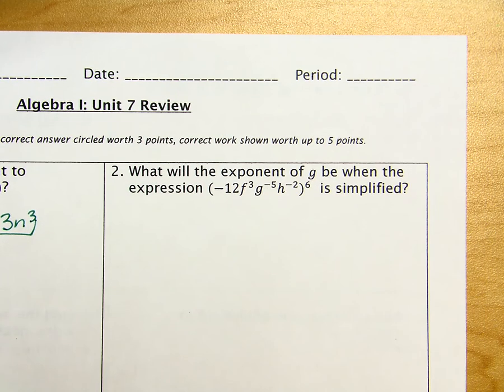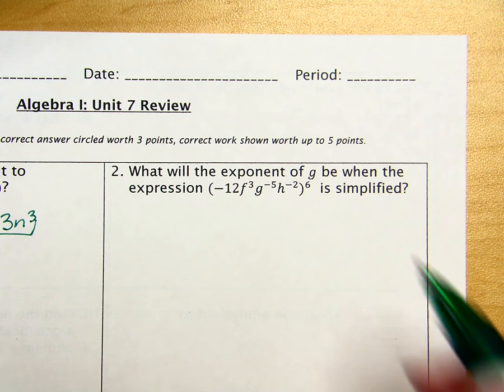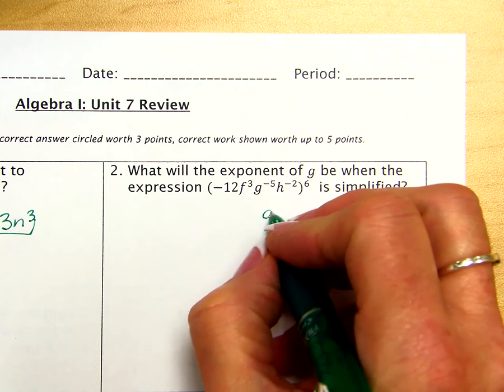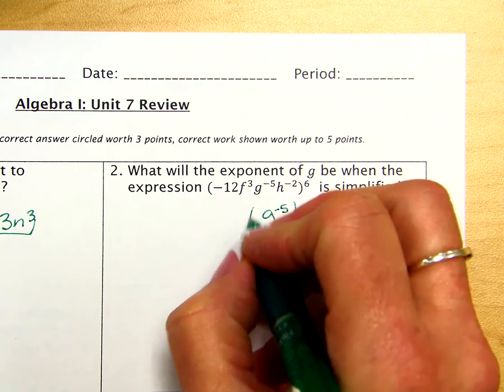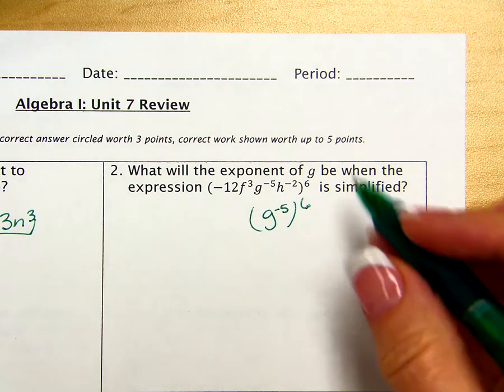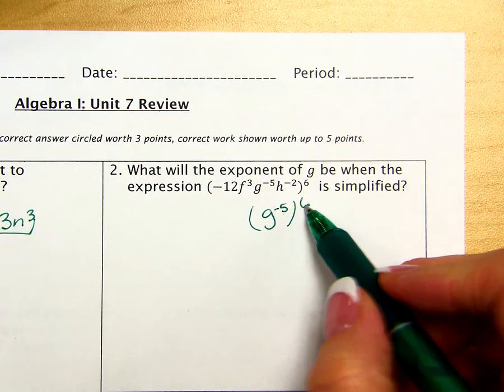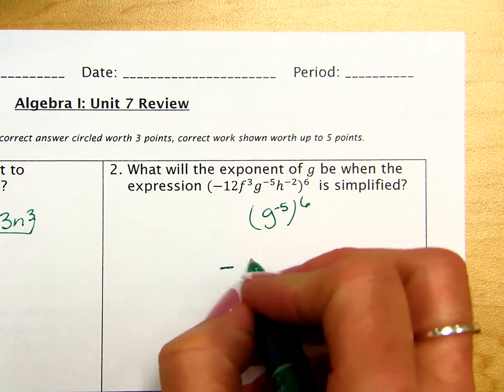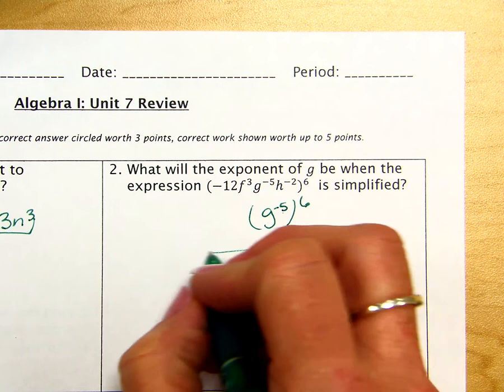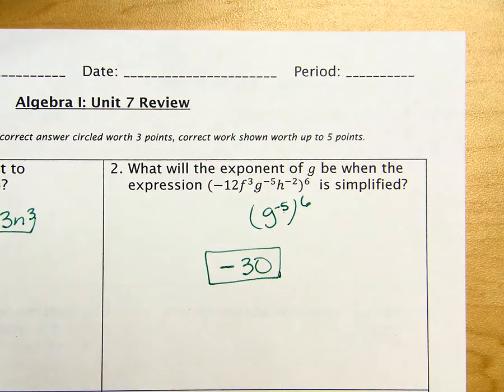For problem number 2, the question is, what will the exponent of g be when this expression is simplified? So the only part we have to worry about is taking the g to the negative 5 and raising it to the 6th power, which means we're going to take the negative 5 and multiply it by 6, which gives us negative 30. So negative 30 is the exponent that g will be raised to whenever we simplify this expression.